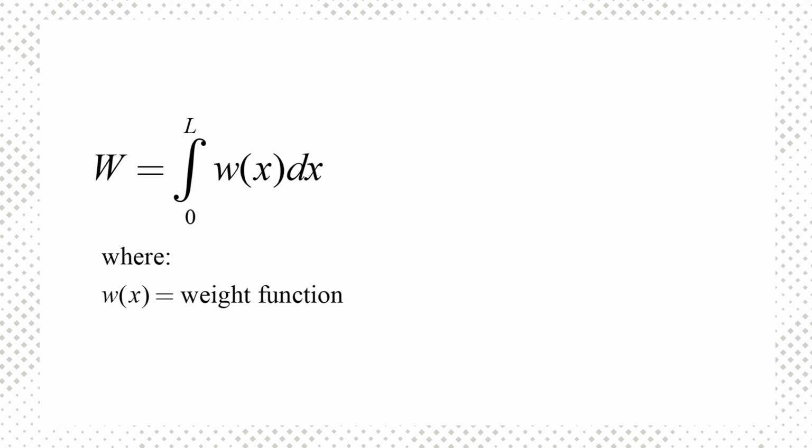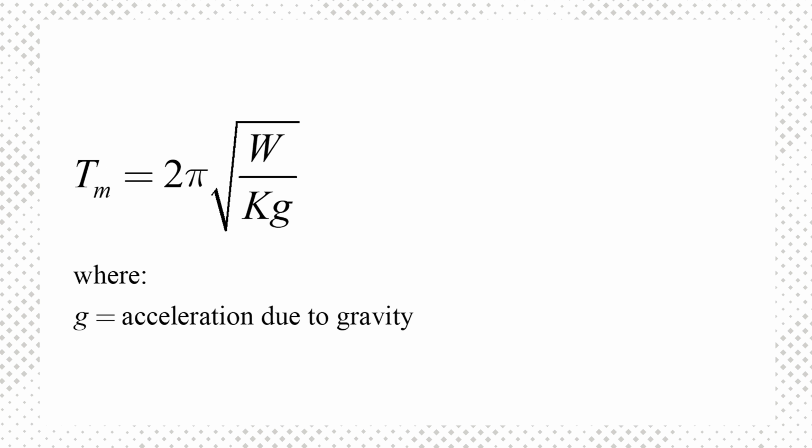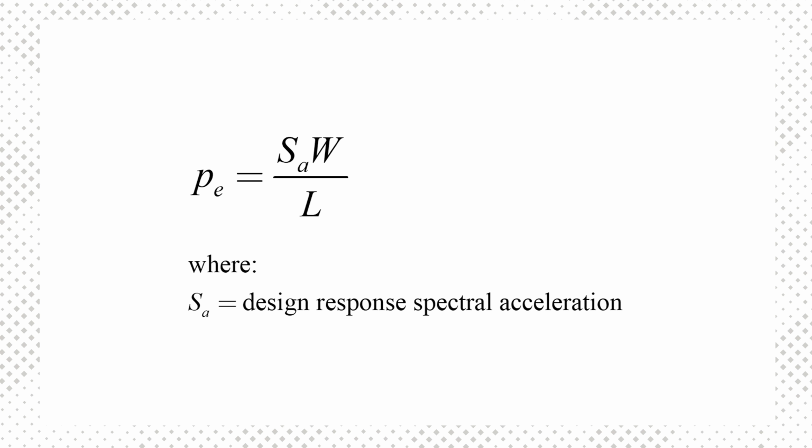Weight is given by this relationship, but in practicality is often calculated by the sum of individual weights of specific bridge elements. Knowing weight and stiffness, we can calculate the fundamental period of vibration, T sub m, using this expression. Using a response spectrum, we use the period of vibration to find the design response spectral acceleration, S sub a. We now find the lateral seismic force by multiplying the design response spectral acceleration, S sub a, by the total bridge weight, divided by the length. We apply this to the bridge model to determine displacement demand and member forces.